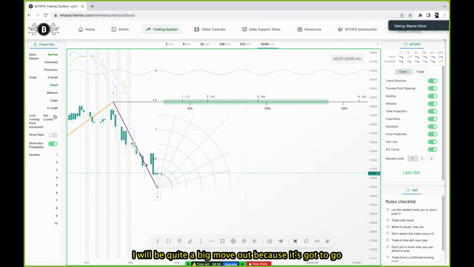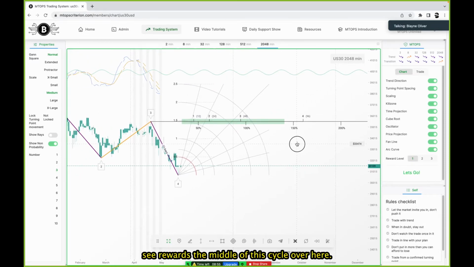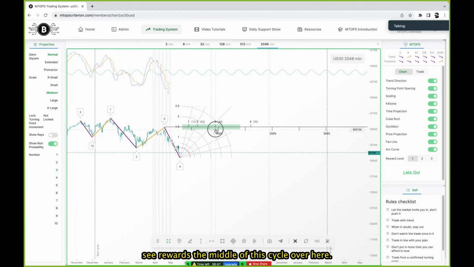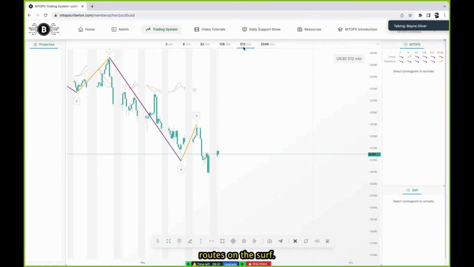And again, that'll be quite a big move up because it's got to get towards the middle of this cycle over here for the same reason. So we're going to wait for it to latch onto a trouble route on the 2048 there.